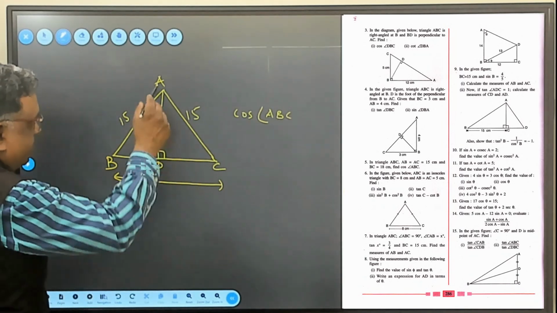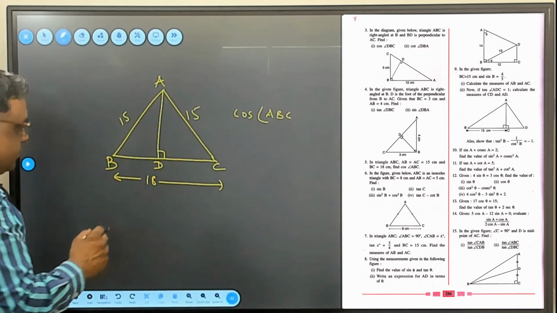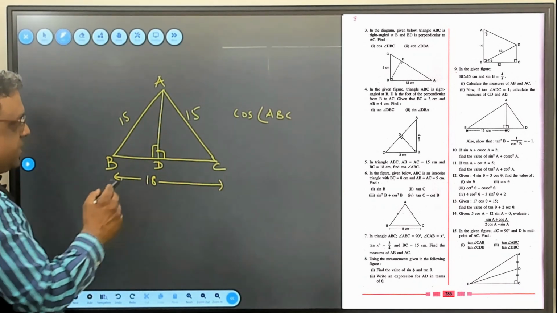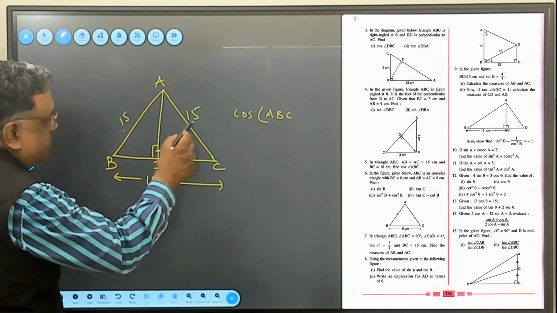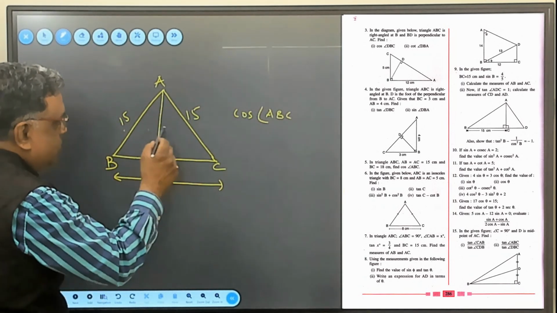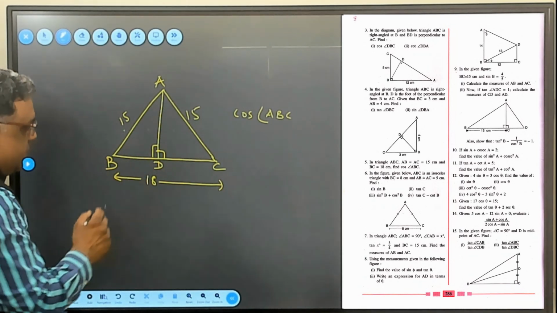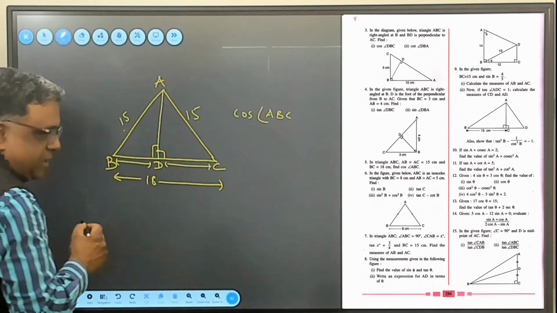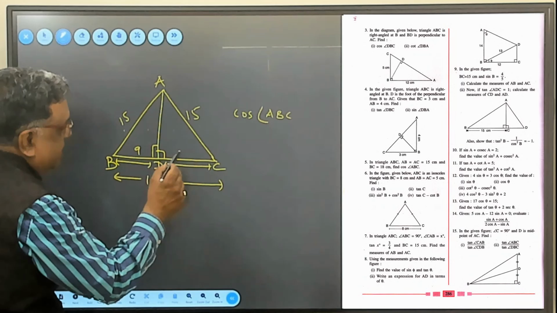I will drop a perpendicular from A to D. Now, since this is 90 and this is 90, we have seen in triangle theory that this side is equal to this side, this is a common side, and these two angles are equal, which means these two triangles become congruent. If these two triangles become congruent, this side and this side will be equal. So if this whole is 18, this will become 9 and this also will become 9.